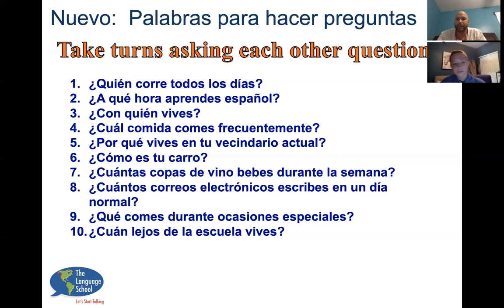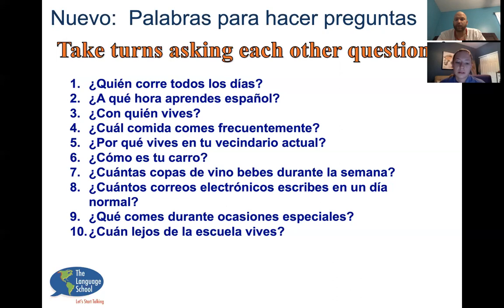¿Cuántas copas de vino bebes durante la semana? Yo bebo 2 o 3 copas de vino durante la semana. ¿Cuántos correos electrónicos escribes en un día normal? Escribo 30 o 40 correos electrónicos en mi día normal.